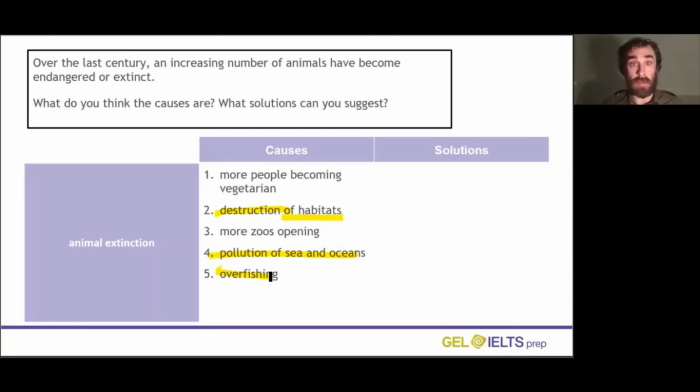So our 3 possible points for this essay are the destruction of habitats causing animals to become endangered, pollution of the seas and the oceans, and overfishing. All 3 of these are causes. So when we brainstorm ideas for our solutions, we need to think about how we can link a solution to that cause.